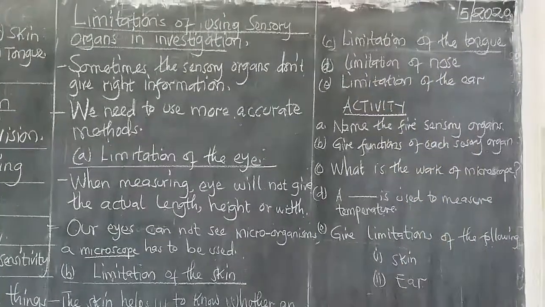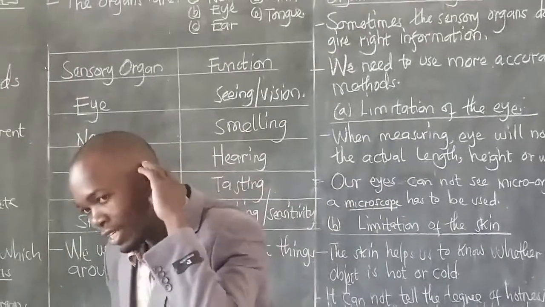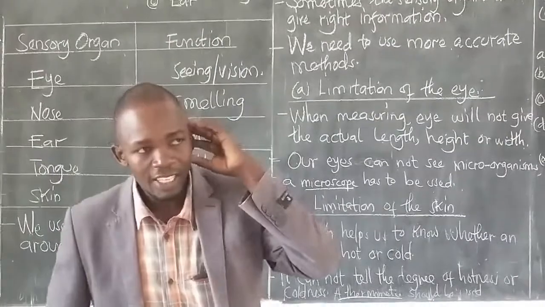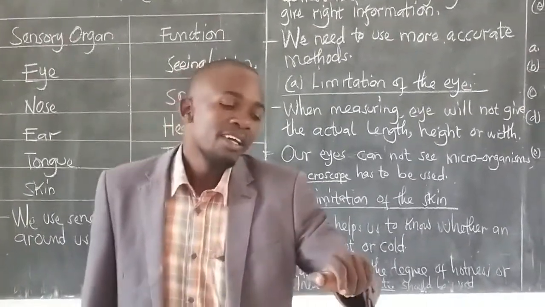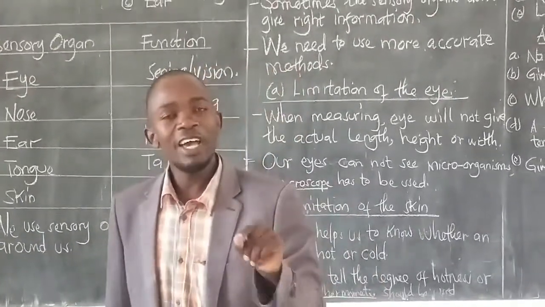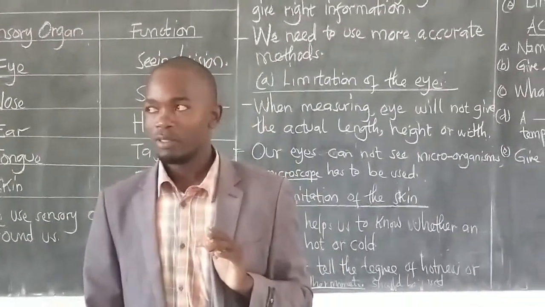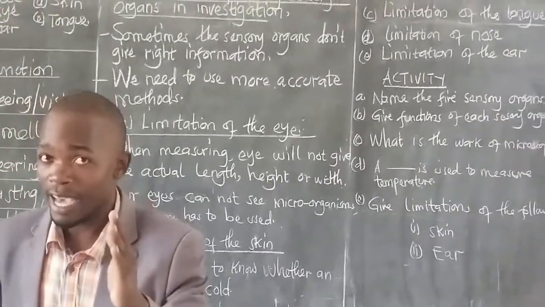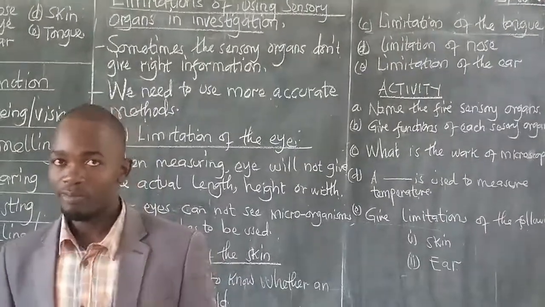Limitation of the ear. As you walk, you are able to listen, to hear the sound. But if the sound is decreased, if the sound becomes very low, your ear will not be able to hear. That is a limitation, that the ear cannot hear a low volume.